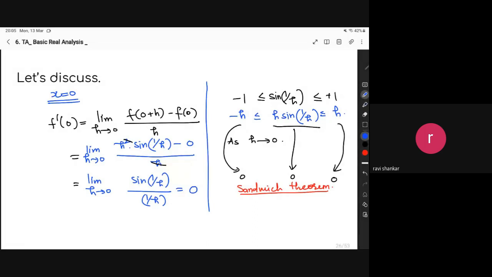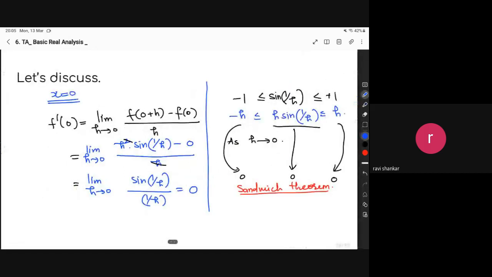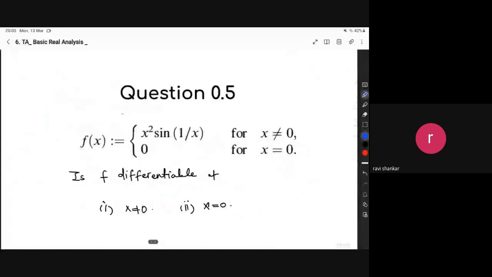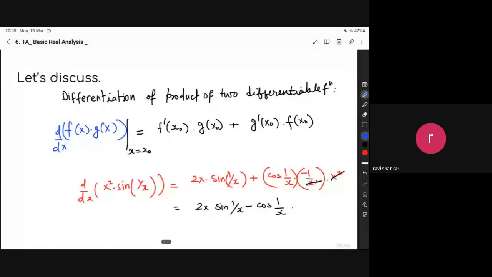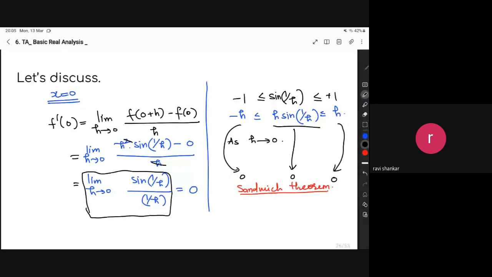So this function is differentiable at 0 also. This function is differentiable at x not equal to 0, and it is also differentiable at x equal to 0. We need the sandwich theorem in order to calculate this limit. I calculated this limit by using the bound on sine, and then I multiplied by h, so that I get an upper bound function and a lower bound function.